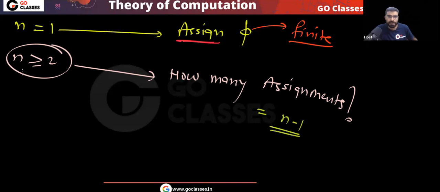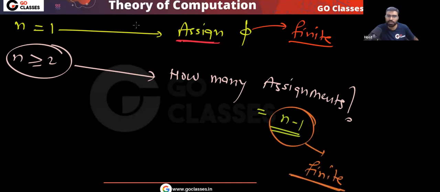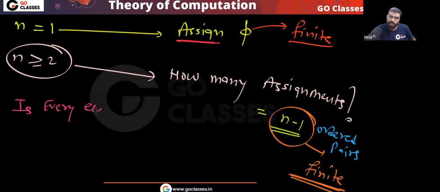Is this finite? For any natural number, this is finite, right? These many ordered pairs, n minus 1 ordered pairs, you are assigning, and that is finite. So tell me, is every element of N cross N covered? The answer is yes. We have covered every element.